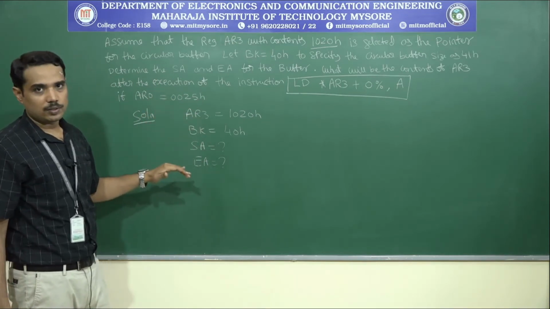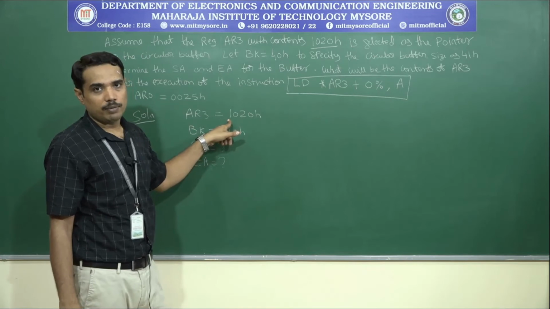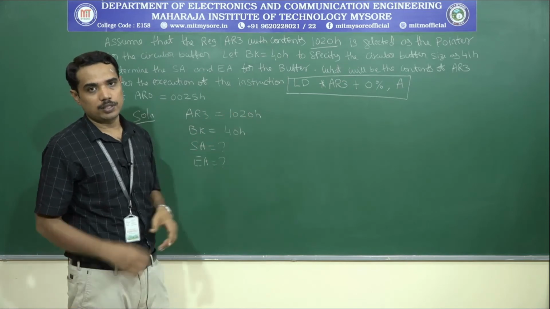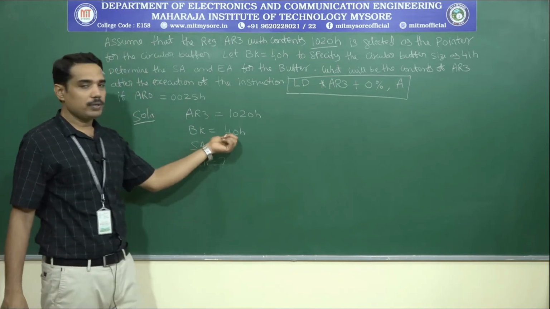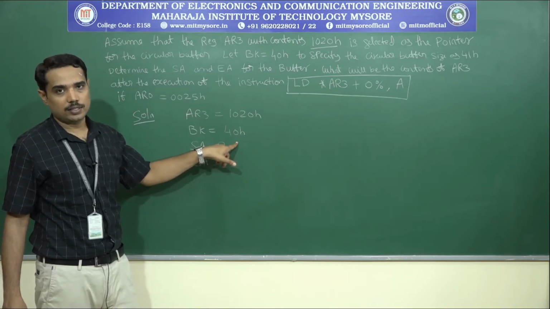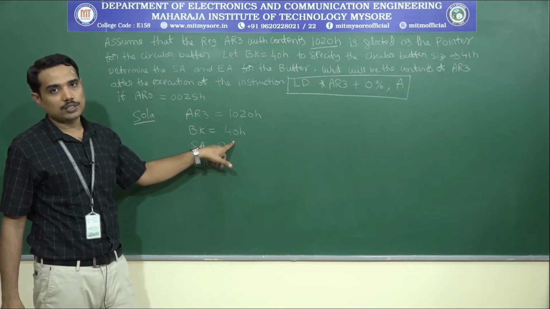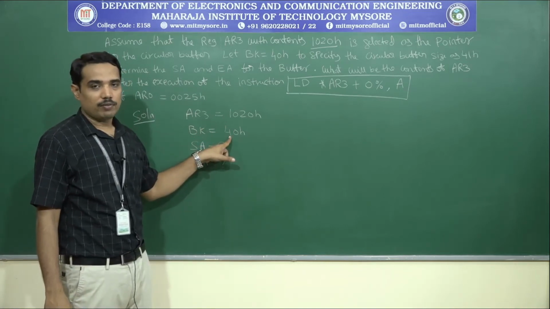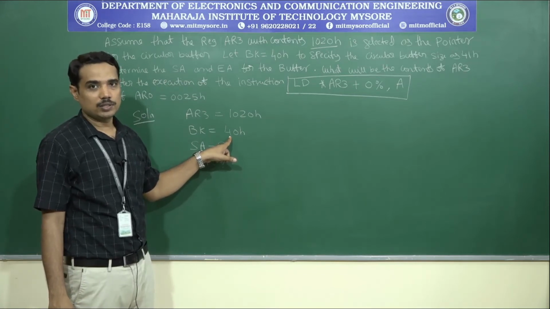Before proceeding to get the solution, we know that the circular buffer starts with respect to the n bit boundary. Here we need to make n LSBs equal to 0 with respect to the BK value. What is the value of BK here? BK is equal to 40H. For the value of 40H, we need to make 6 LSBs equal to 0.